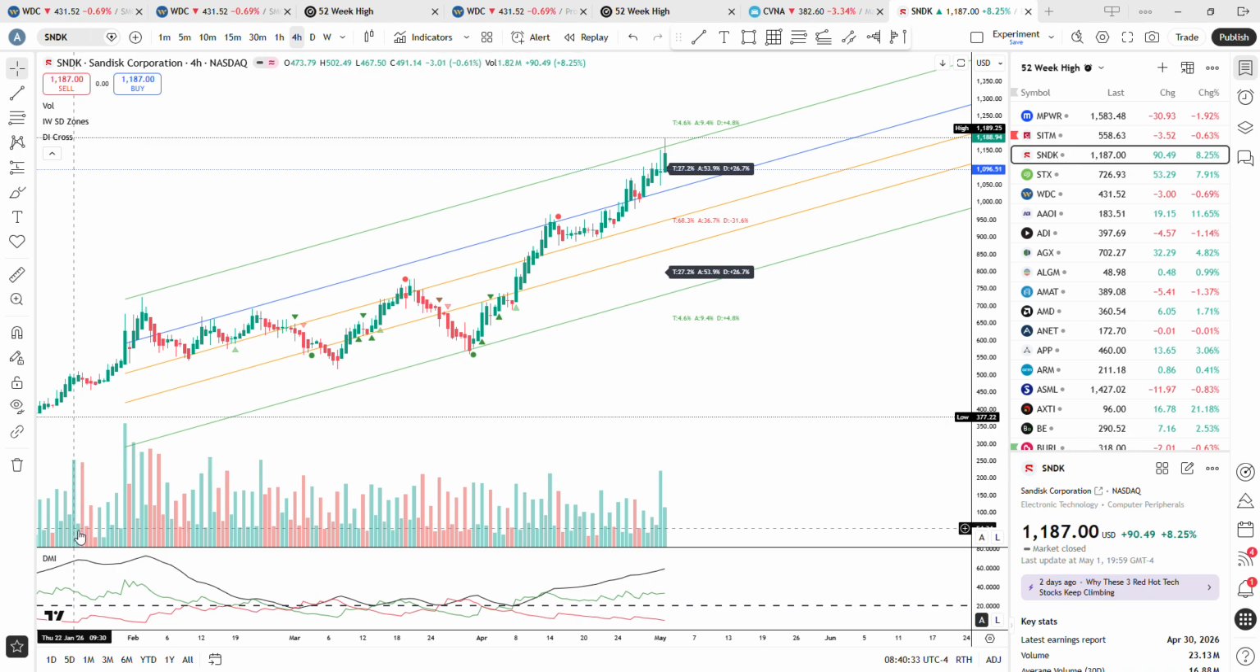This DMI, Directional Moving Index, is a very widely followed indicator. It has got four components. One is the baseline 20, ADX, DI plus, DI minus.